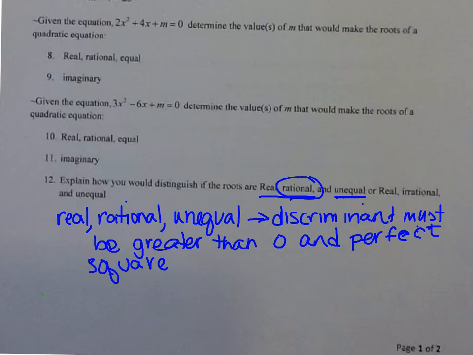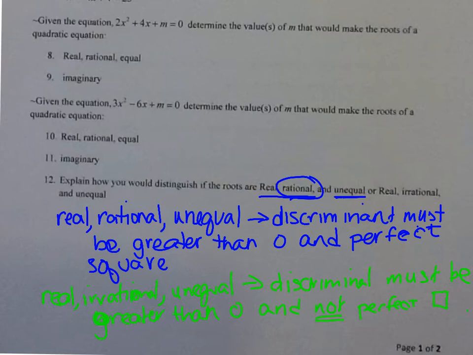All right, now, in order for them to be real, irrational, unequal, your discriminant must be greater than 0. Because if it's not greater than 0, then it's less than 0 and it's negative. It can't be equal to 0 either, because then it's equal. And it's not a perfect square.